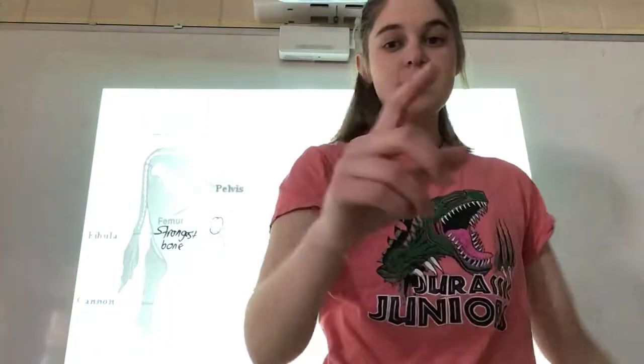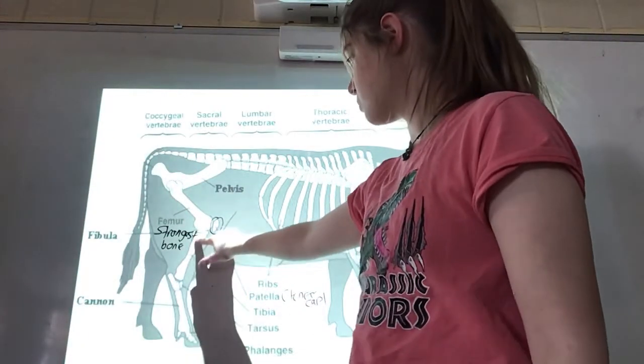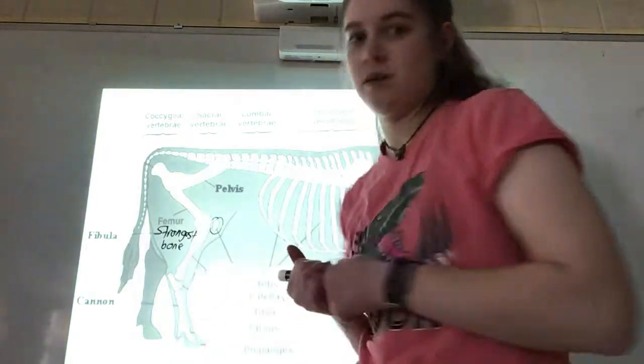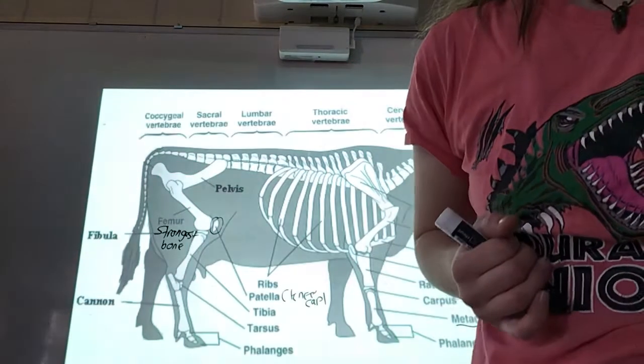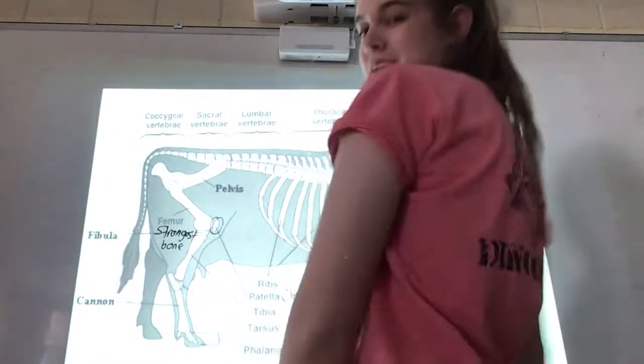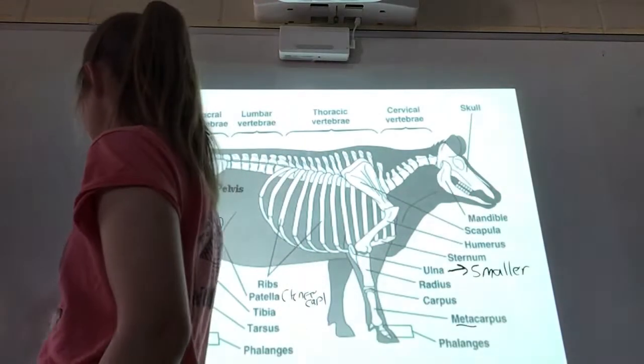Then we've got your tibia and your fibula, which are these bones right here. In this case, I've got to double check to make sure I don't give you the wrong one. Fibula is the shorter one. And fibula may be smaller.